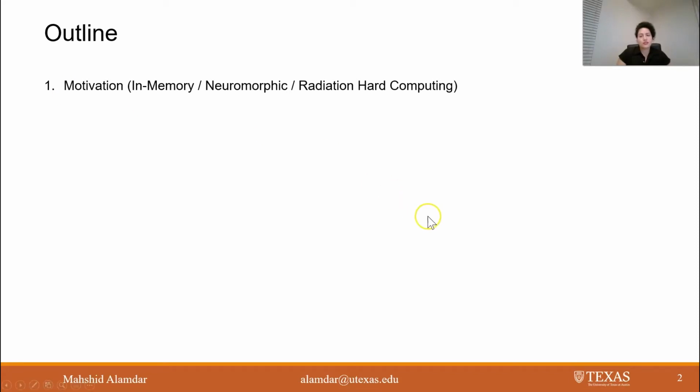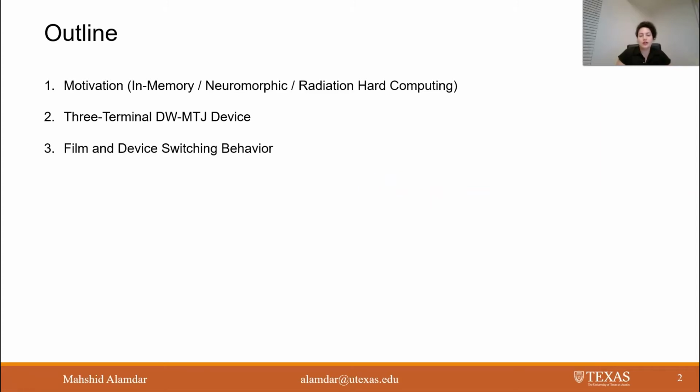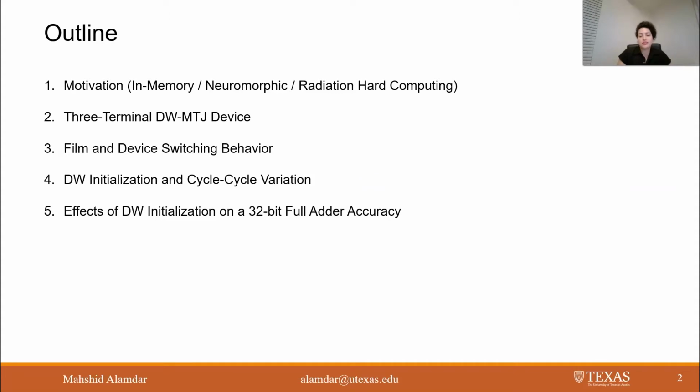So today I will start with the motivation for why we are interested in studying the magnetic tunnel junctions and its applications in in-memory, neuromorphic, and radiation-hard computing. Next, I will briefly go over what a three-terminal domain-wall magnetic tunnel junction is, and then we will compare the MTJ on patterned film and devices switching behavior. Next, I will go over our results on improving the cycle-to-cycle variation by domain-wall initialization, and then we study the effects of domain wall initialization on a 32-bit full adder accuracy.